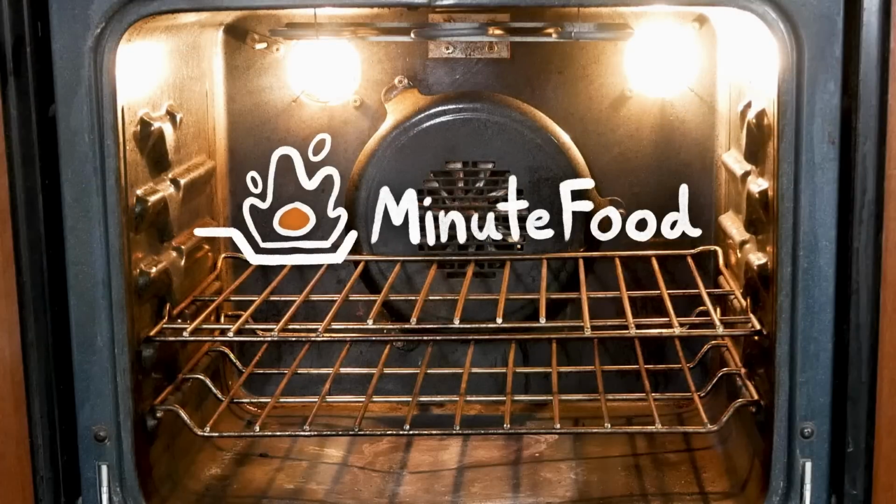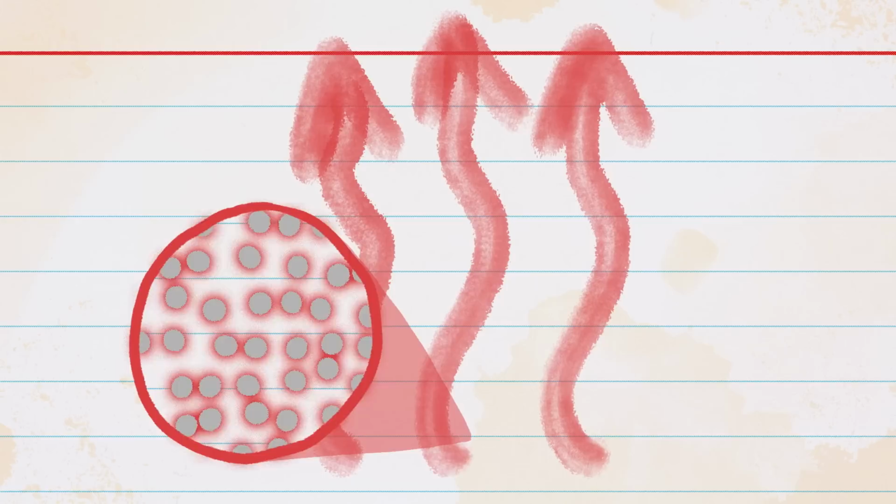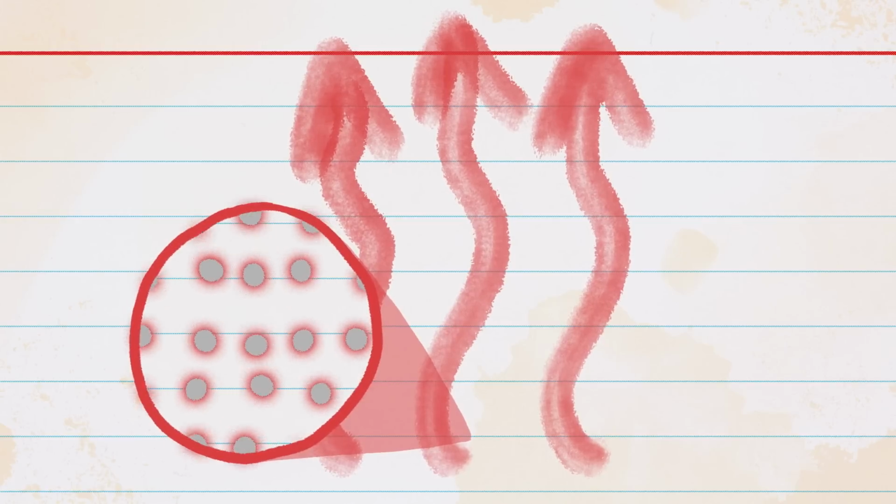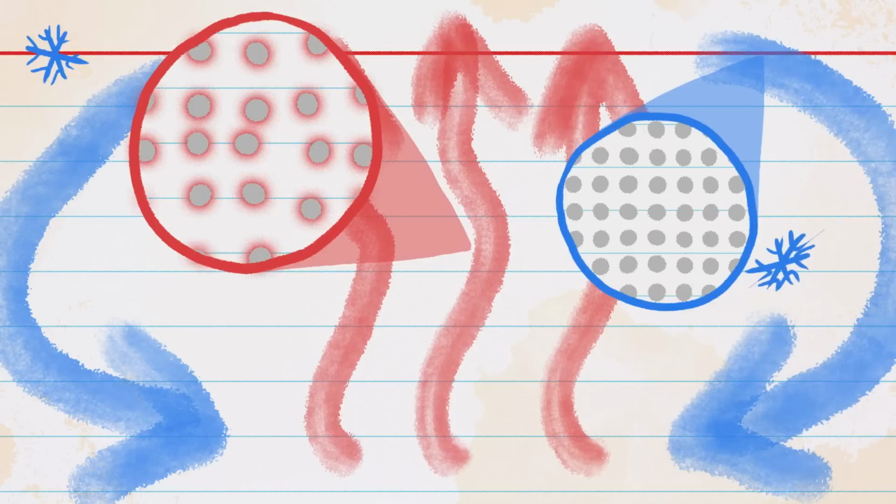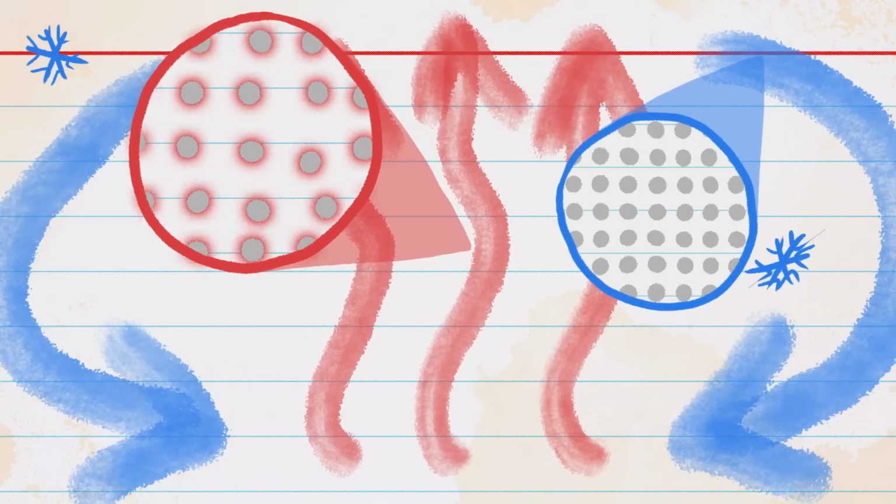This is Minute Food. Hang with me for a quick high school science flashback. We all know warm air rises, right? It happens because when you add energy, molecules move around more, taking up more space. In other words, the density of the material decreases. So hotter, less dense air rises, and cooler, denser air moves in and takes its place.